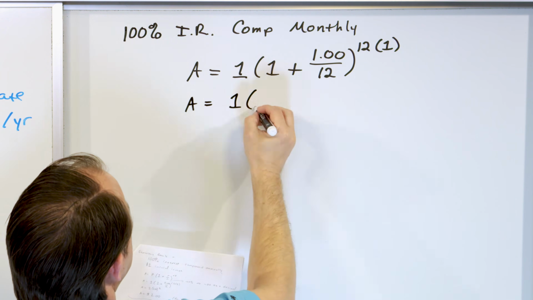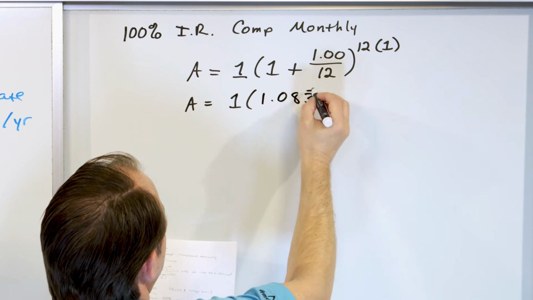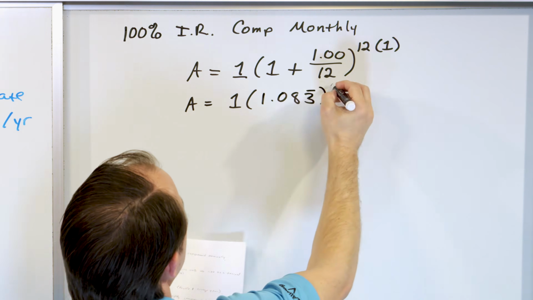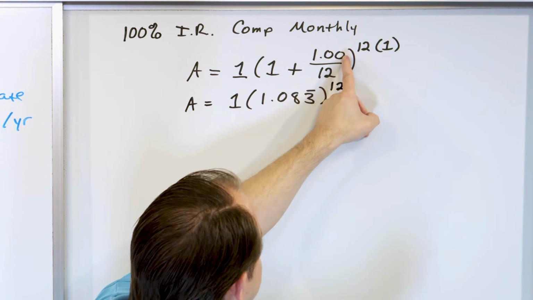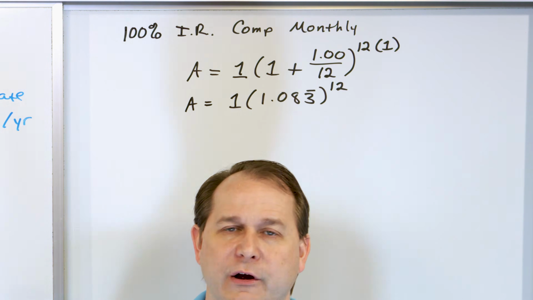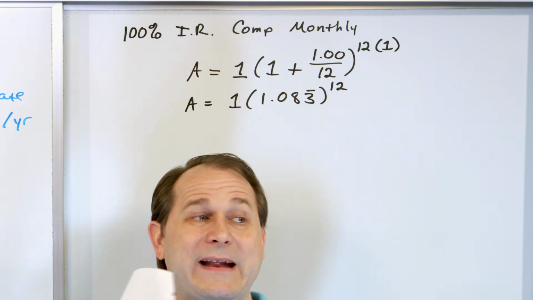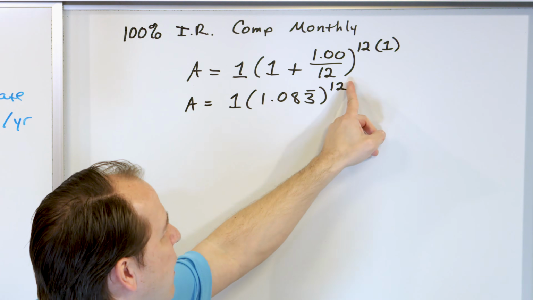I'm going to have 1. When you do the division here and add 1, you'll get 1.083 with a repeating decimal on the 3 raised to the power of 12. So you see what's happening? I took my 100% interest, but I chopped it up into 12 pieces because I'm going to actually compound it 12 times per year. So I take that 100%, but I split it into 12 equal parts, and I give that to you 12 times.